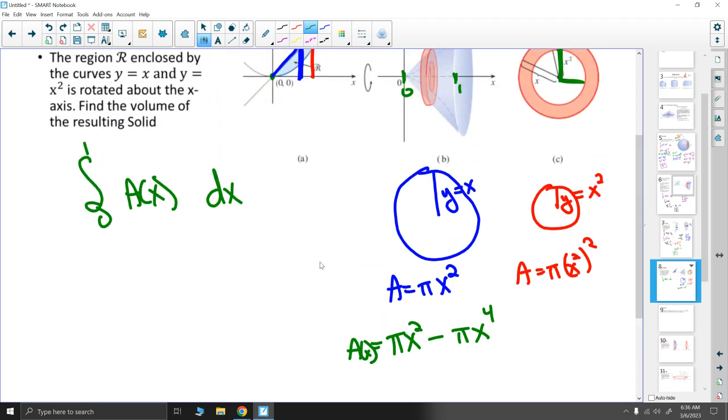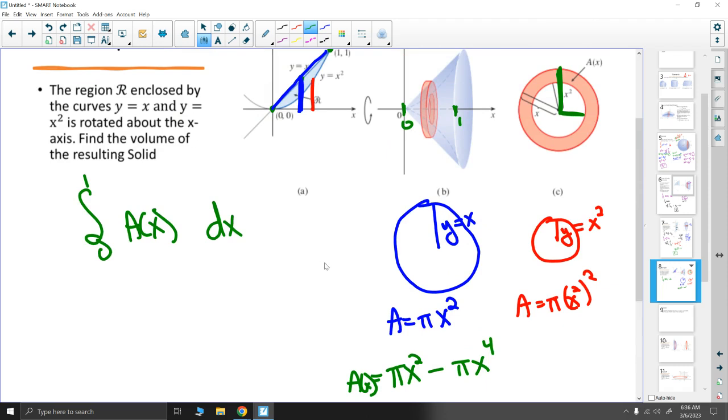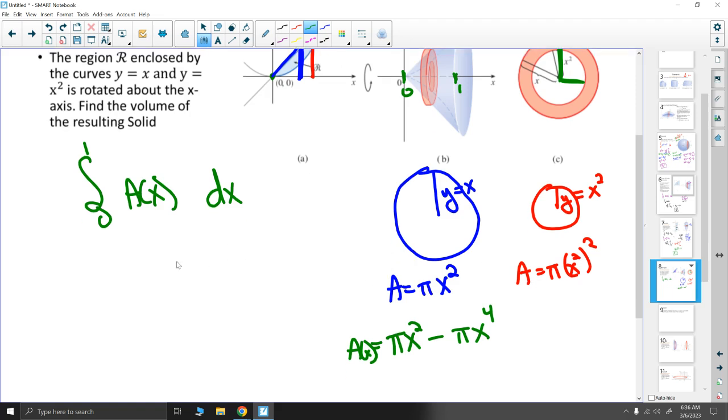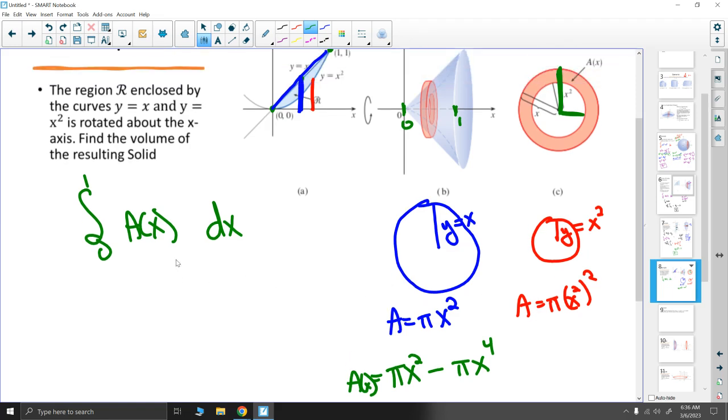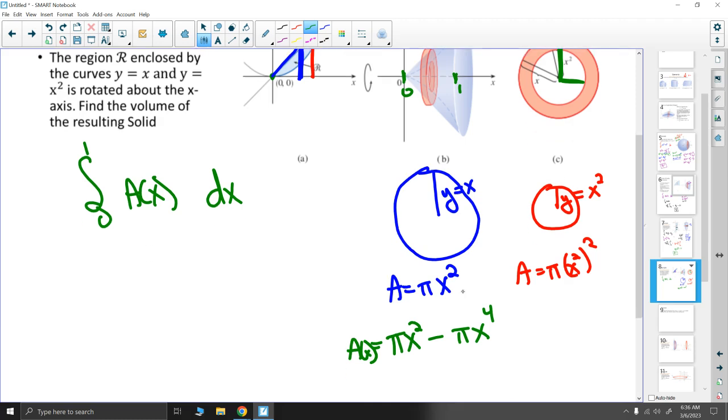All right. So again, that is what we're dealing with in this problem, is creating this area, but it's just the two areas of the two circles that we created, subtracting them. Okay, so let's go ahead and plug this area into our integral. The integral from 0 to 1 of pi x squared minus pi x to the fourth.